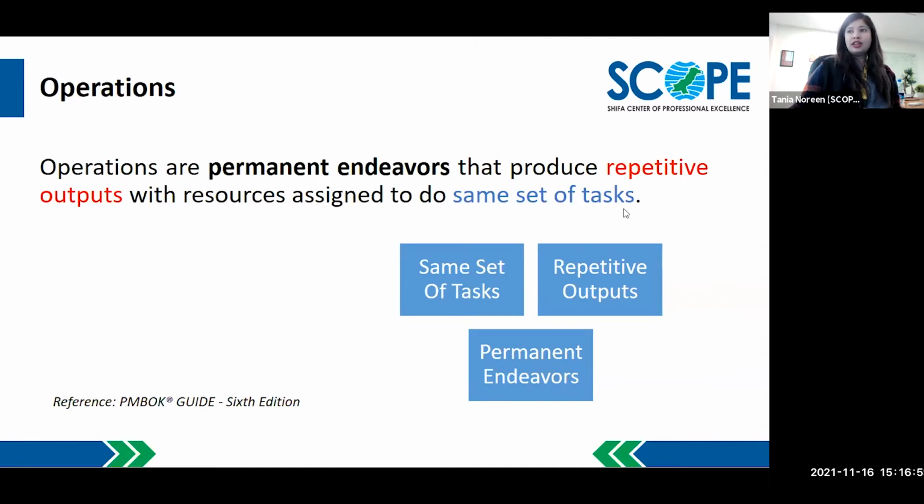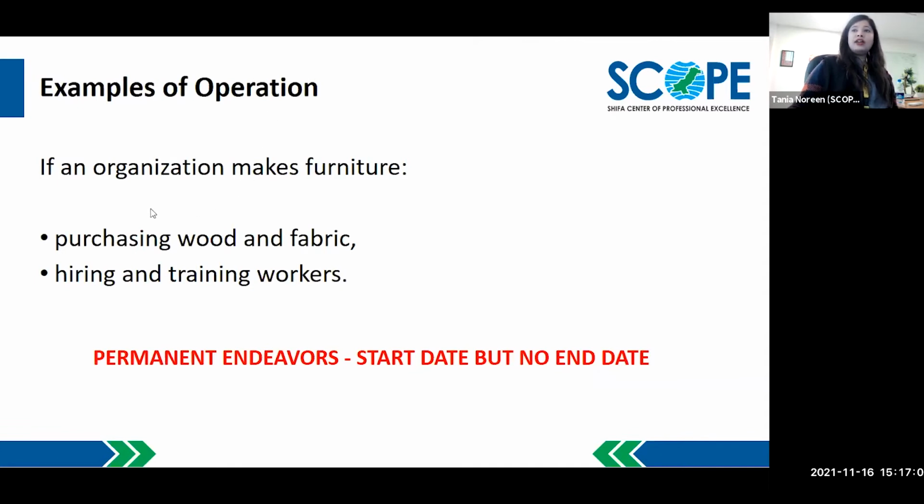The examples are, if an organization makes furniture, they will be purchasing wood and fabric. It's a repetitive process. Then they will be hiring and training the workers. Still, it's a repetitive process. The main thing here is permanent endeavors. It has a start date, but no end date. It is an ongoing process which we are doing on regular terms.